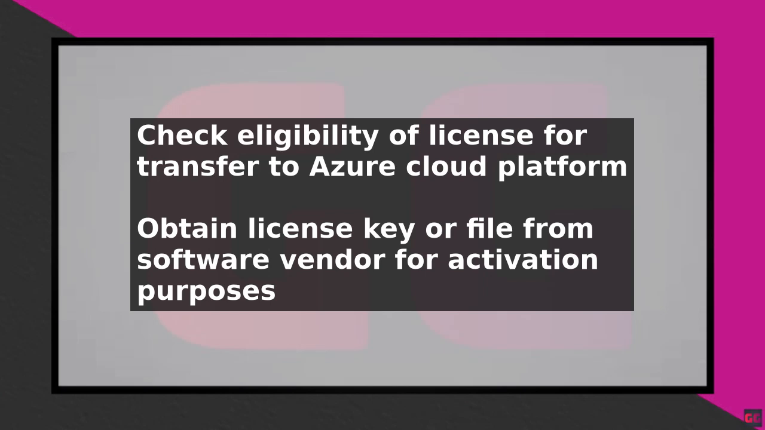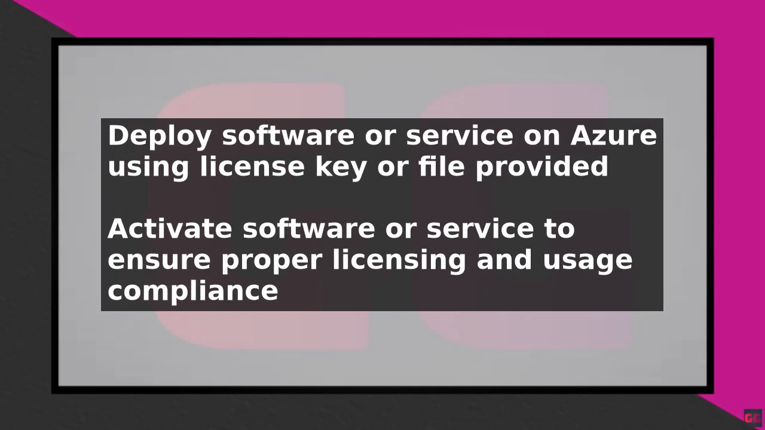This step is crucial, as it ensures that the software or service is properly licensed and can be used on Azure. Best practices for transferring licenses to Azure include ensuring that you have the correct licensing model, monitoring your license usage, and complying with the terms and conditions of your license agreement. It is also essential to keep track of your licenses and to plan for any changes to your Azure deployment.